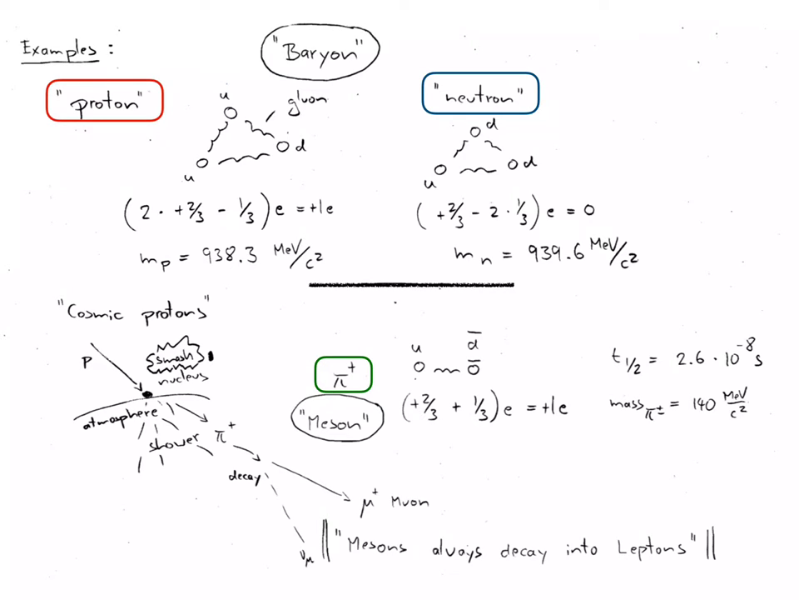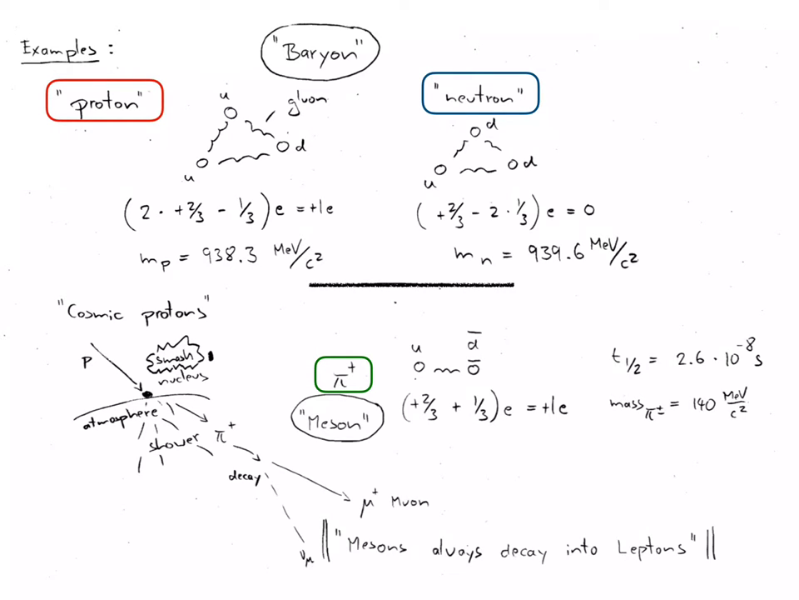A product of such a spallation reaction could be a meson, a pi plus. A pi plus is made up of an up quark and an anti-down quark. Because of the plus 2/3 charge of the up quark and the plus 1/3 charge of the anti-down quark, the total charge of the pi meson is 1 positive elementary charge. It has only a very short half-life of 2.6 times 10 to the minus 8 seconds. It is also not that heavy. Its mass is less than that of a proton or a neutron at 140 MeV per c squared.